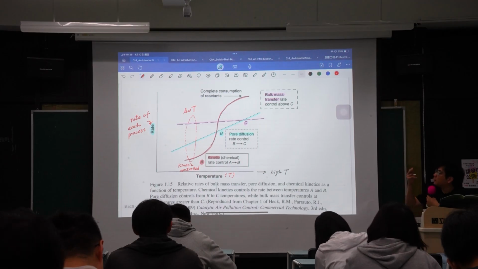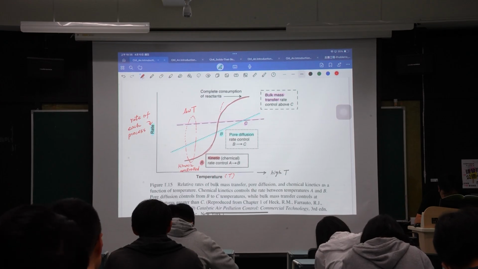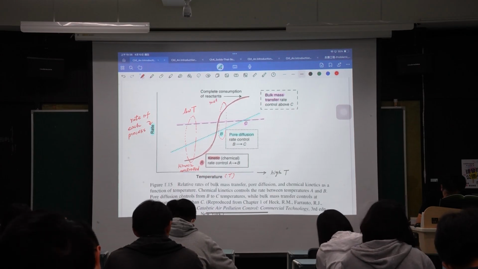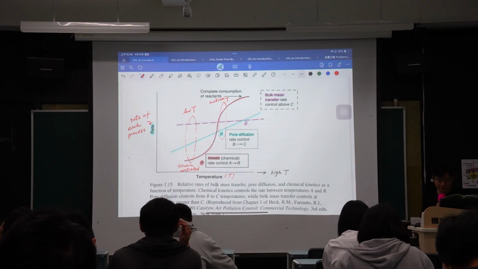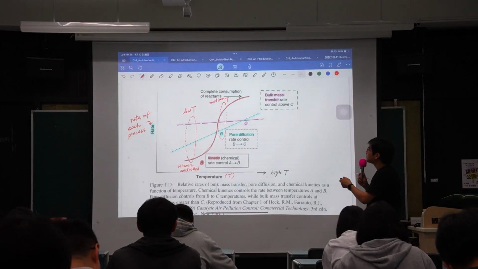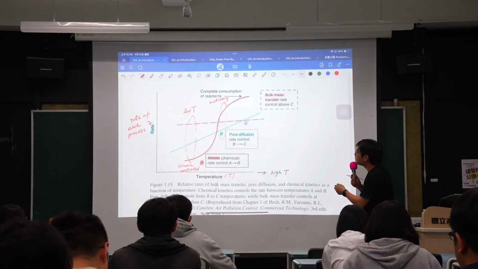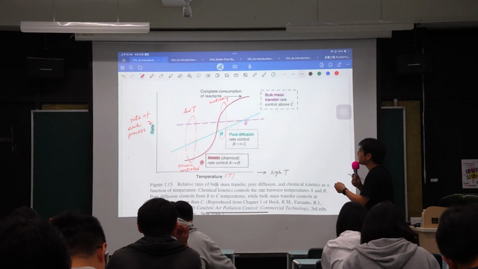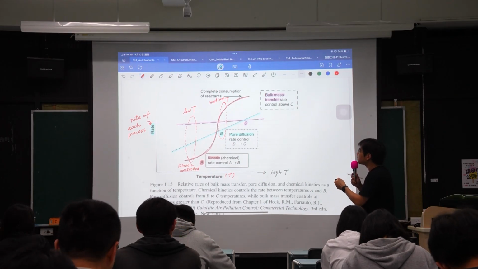Then the second region would be like here, the median temperature. At median temperature, which one has the lowest rate? B, right? B is lowest. So what is process B? Pore diffusion. So in the median region, pore diffusion is controlling.